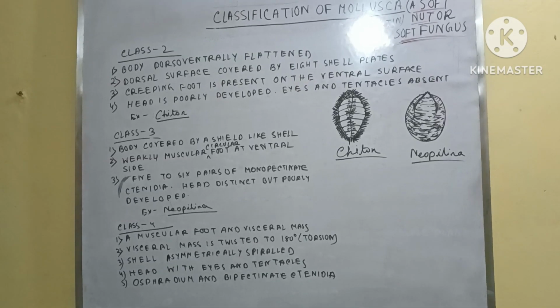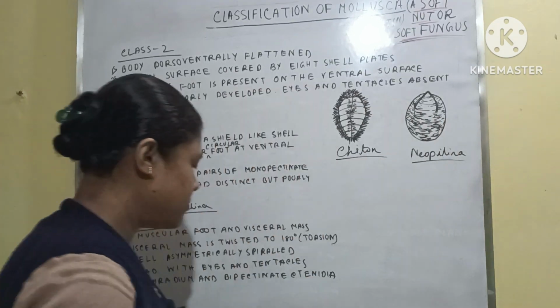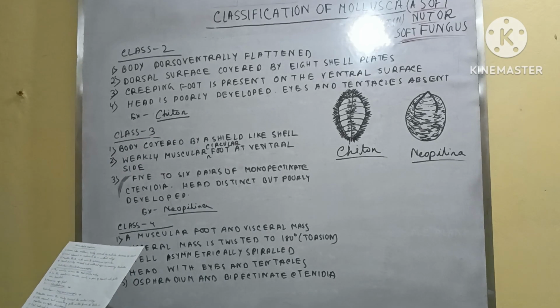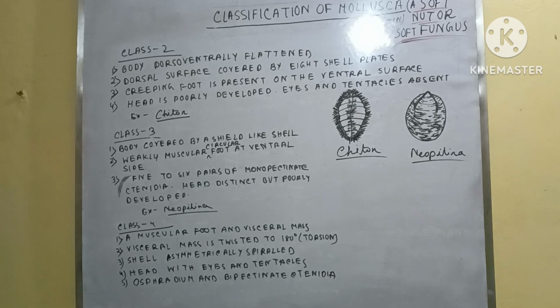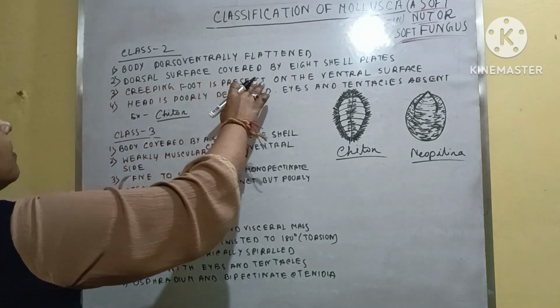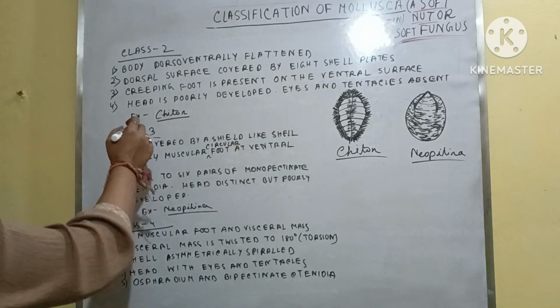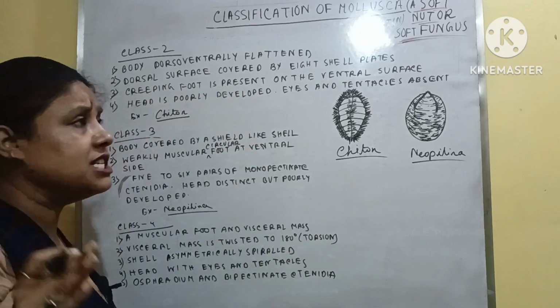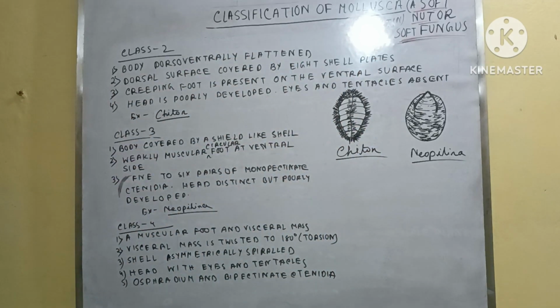So you can see the class 2. Which one is the class 2? Class 2 is the Polyplacophora. The feature is that the body is dorsoventrally flattened and the dorsal surface is covered by 8 shell plates, and the creeping foot is present on the ventral surface. The head is poorly developed, not distinct, and eyes and tentacles are absent. Generally the head is without eyes and tentacles.